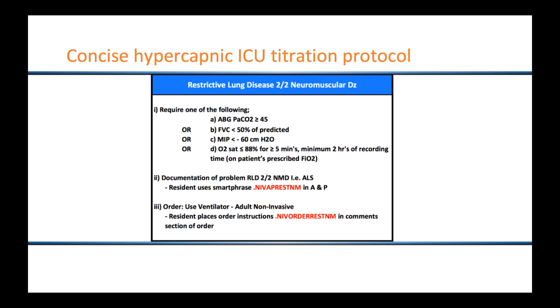If they are hypercapnic, having an ABG greater than or equal to 45 is enough. However, if for some reason you don't have an ABG, having an FVC of less than 50% of predicted or a MIP of less than -60 is enough, either or. Or the last criteria showing that the patients are hypoxic for at least 5 minutes while you've had a recording time of at least 2 hours of time while on the patient's prescribed FiO2. If you have any of those 4 criteria, they will qualify for BiPAP ST.